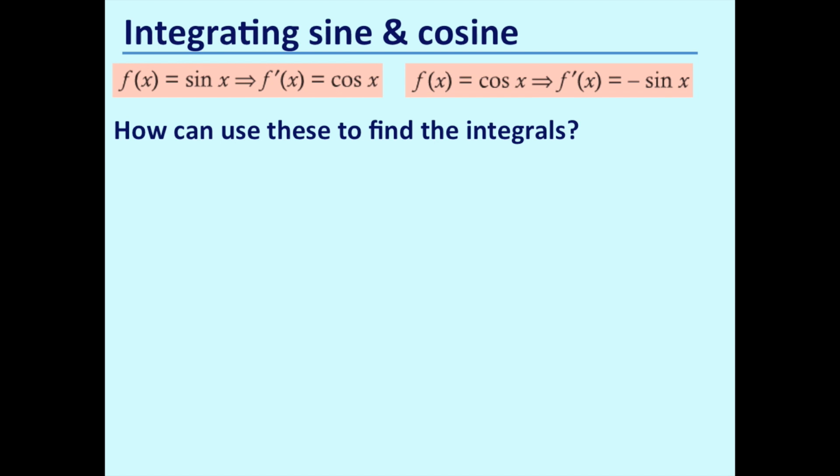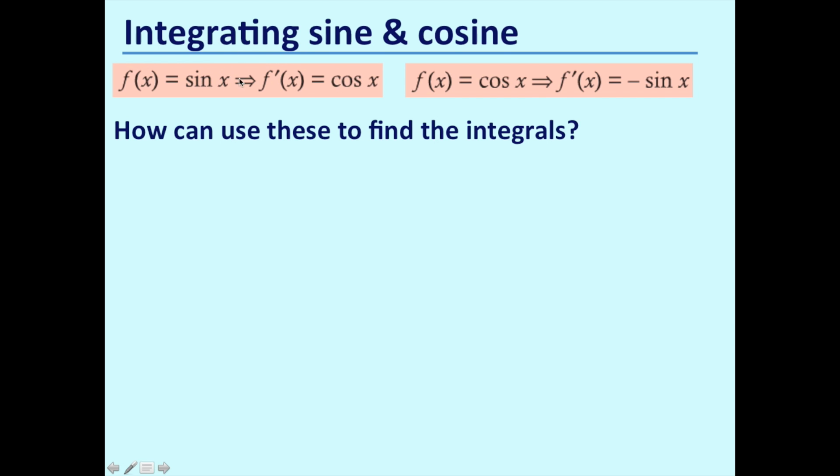So for instance, if we imagine that we just started with a function cos x, and we wanted to find the integral of cos x, we would need to think what our function would be such that once we had differentiated it, it would end up as cos x. And we should be able to make connections here to realize that if we wanted to end up with cos x after we differentiated it, we must have started off with sine x.